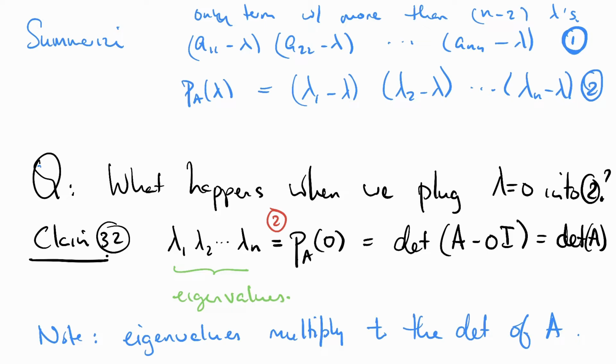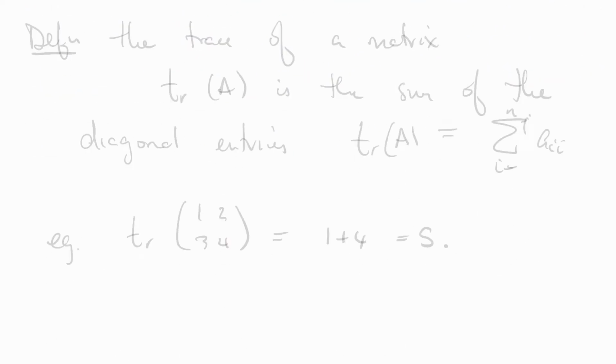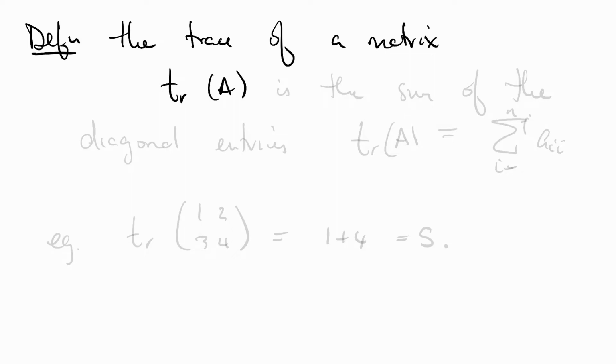The next thing that I want to point out is just to recall this definition: the trace of a matrix, denoted tr A, is the sum of the diagonal entries.